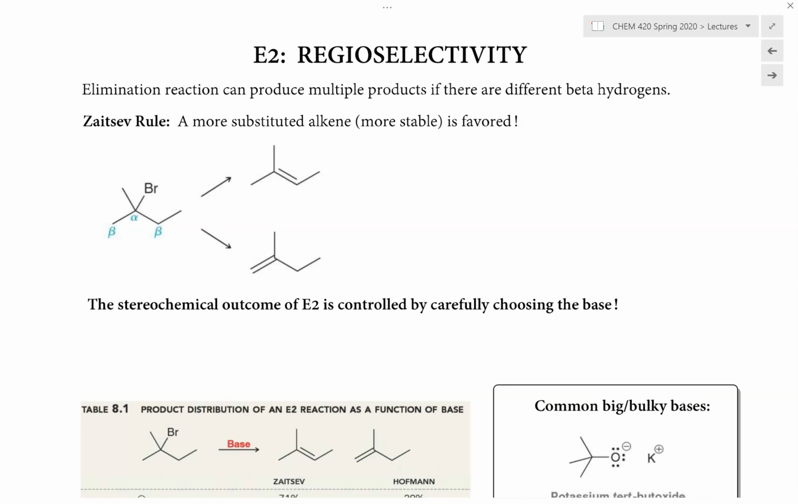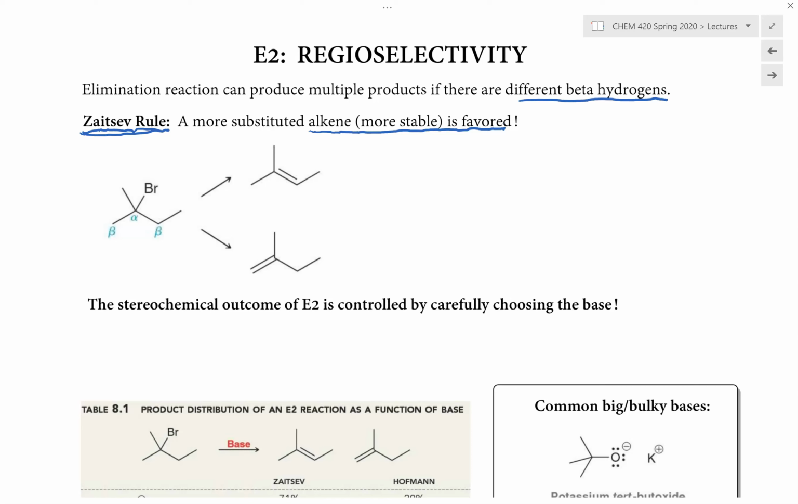Let's now focus on the regioselectivity of the E2 reaction. In an elimination reaction, multiple products can be produced if there are different beta hydrogens. And this is where we will discuss the Zaitsev rule. So this is called Zaitsev's rule. Zaitsev's rule states as follows. A more substituted alkene would be favored in case multiple alkenes can be produced. The more substituted the alkene, the more likely it would be formed, or the more it is in favor. And the more stable alkene is then called the Zaitsev product.